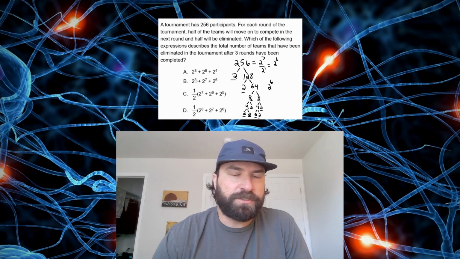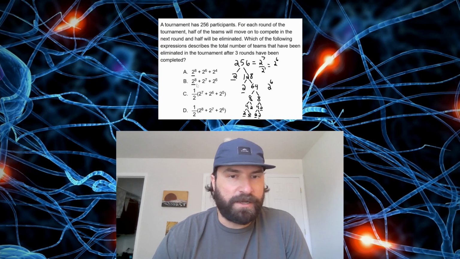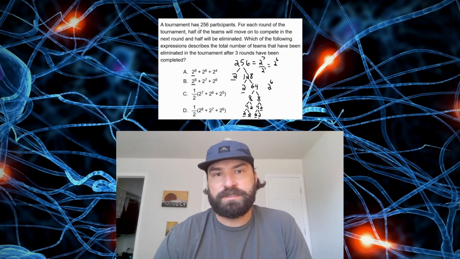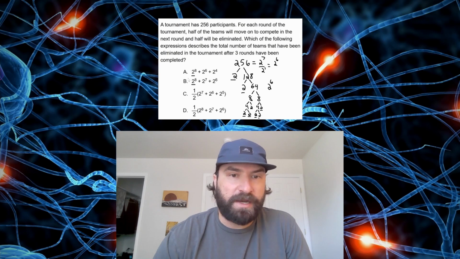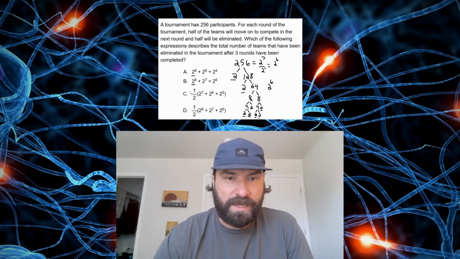Just looking at the first 2 answers, they're saying that 2 to the 8th power are eliminated in the first round, it looks like, right? So this number is definitely going to be smaller than 2 to the 8th power, which is a problem because 2 to the 8th power is bigger than the number of participants that are even there. So A and B we can immediately eliminate.